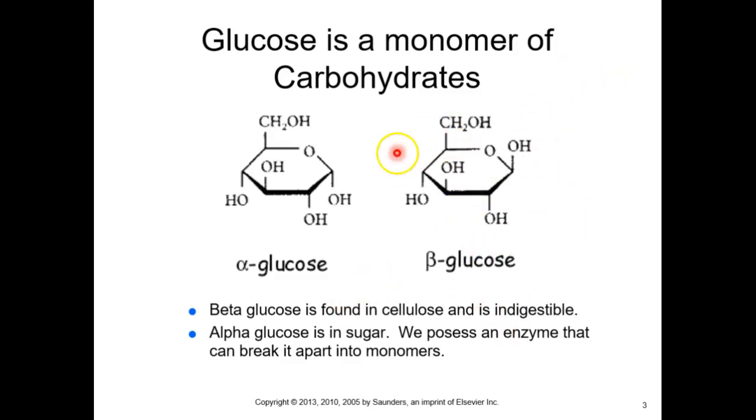Beta glucose is going to be the monomer for fiber. We're really focusing on alpha glucose. That's the one that's going to be that energy source for creating ATP.